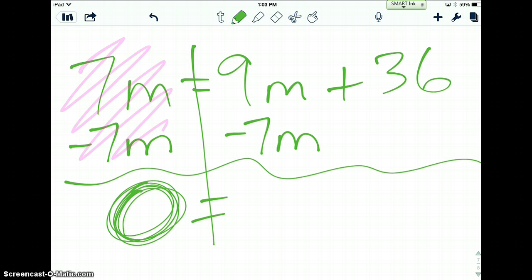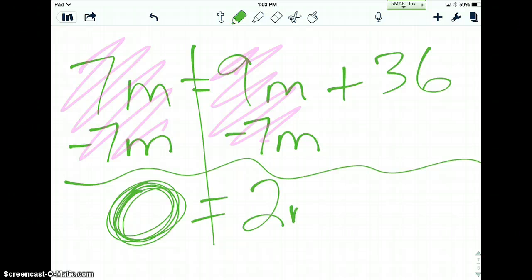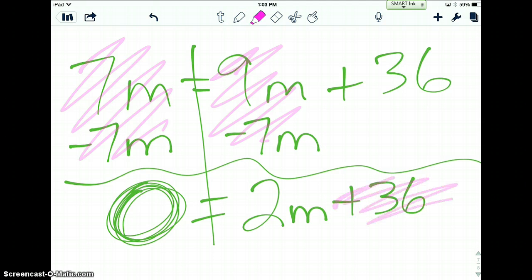Nothing is 0. And then how many total m's? I had 9 of them, took away 7 of them. So now I have 2 of them, plus 36. And now I have 2 steps to figure out this answer. I need to get rid of the addition by 36. So I'm going to subtract 36. And when I do that, these are opposites.